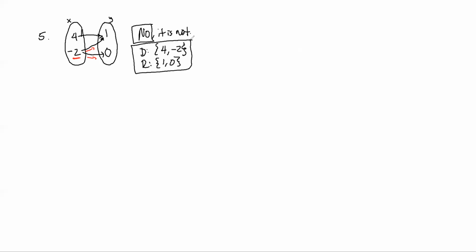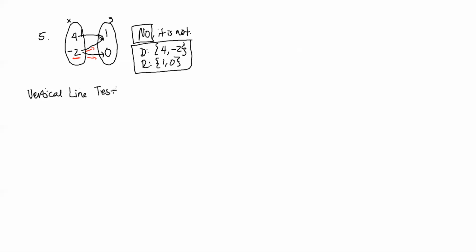Okay, so that's figuring out domain and range and whether or not something is a function from a set of ordered pairs. Now we can also determine if something is a function based on a graph. And so we're going to use something called the vertical line test.